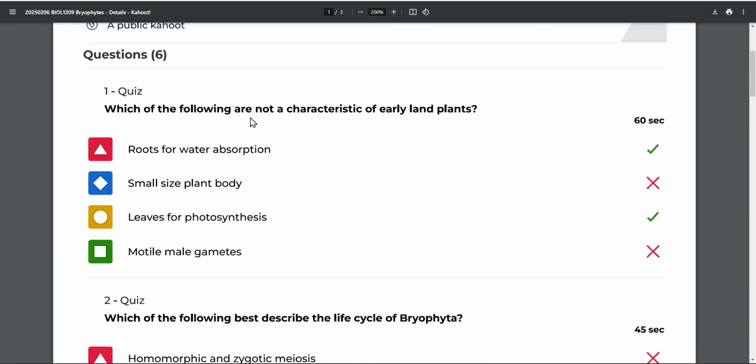First question: which of the following are not a characteristic of early land plants? In case you mix up, a tick means they are not characteristic. So roots and leaves actually are derived from the vascular plants, so they are not characteristics of early land plants. Small plant size and multicellular gametangia are.